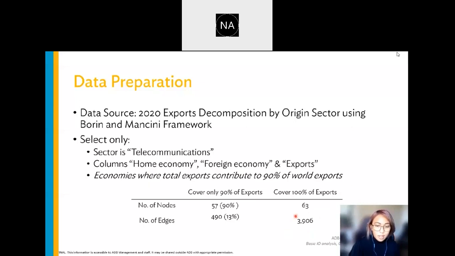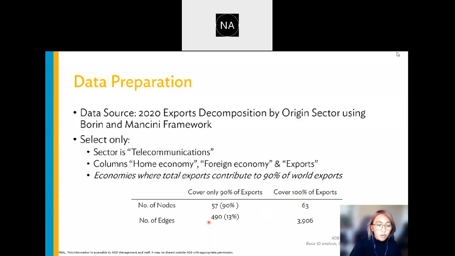The reason why we're filtering is because if we're selecting all exports, we're going to be selecting 3,906 edges or relationships between the economies, and that will clutter our network chart. So what I did was to only select the relevant ones, or those that are contributing to the total 90% of the world exports for the telecommunication sector.